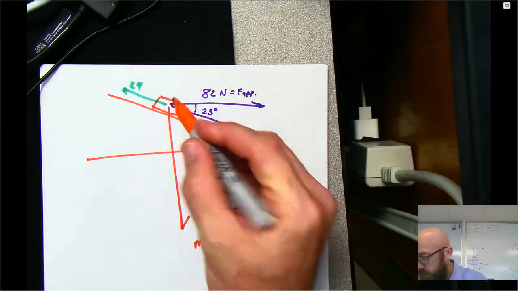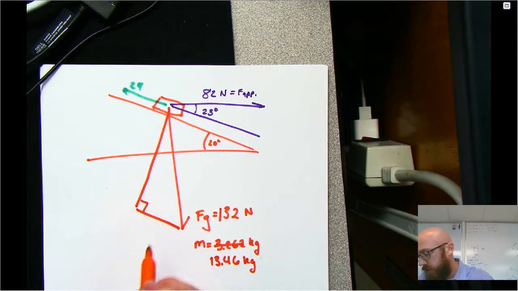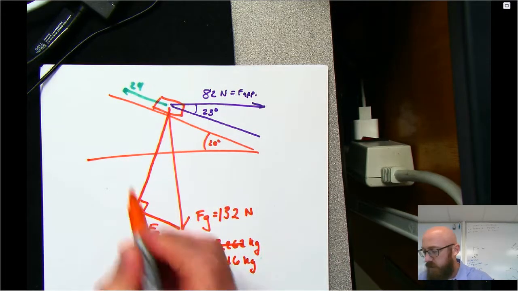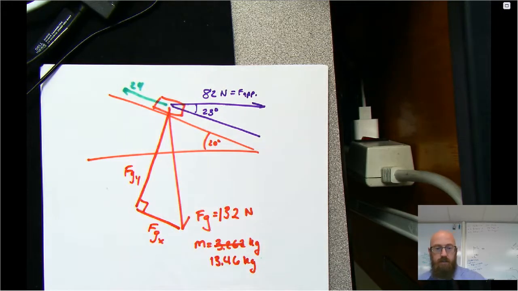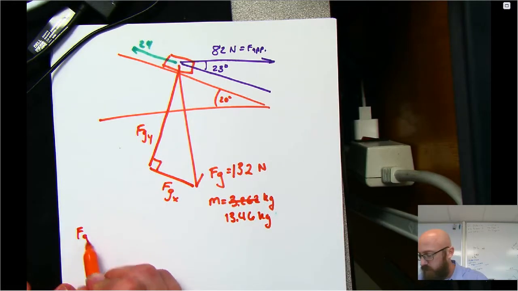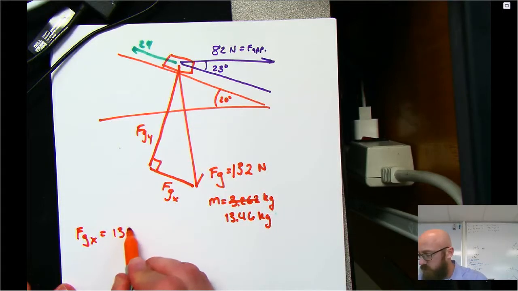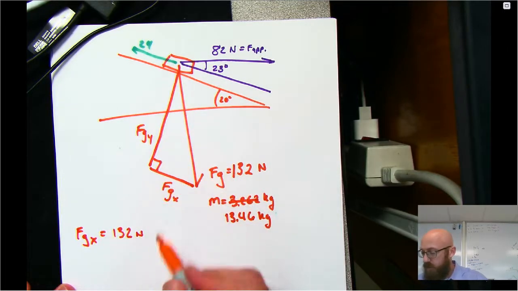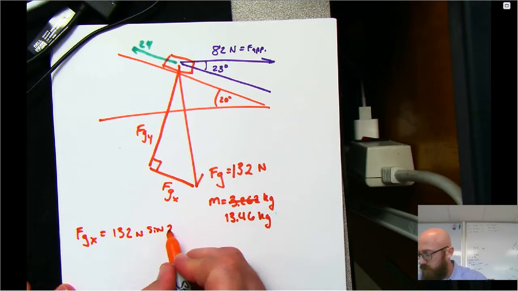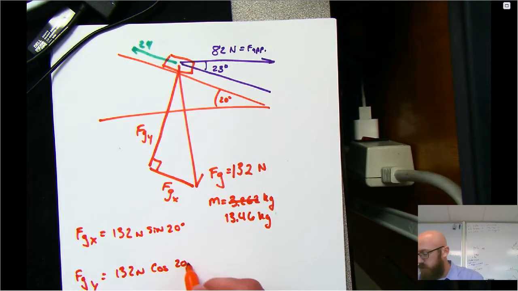Hopefully you said split F_g into F_g,x and F_g,y, right triangle. And again, hopefully you've got this down. So F_g,x equals, because it's the opposite leg, 132 newtons, and again, opposite, so we use sine of the 20 degrees. F_g,y equals 132 newtons cosine, because it's the adjacent leg, of the 20 degrees.